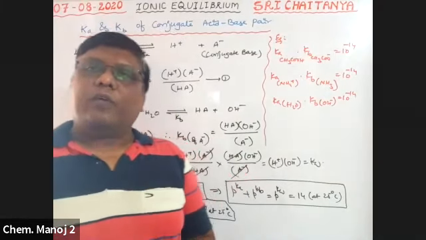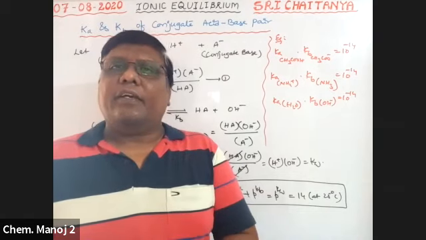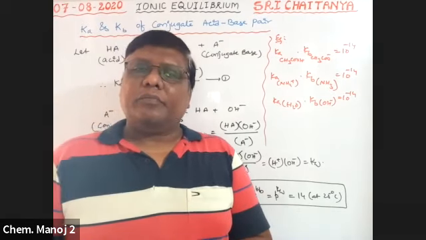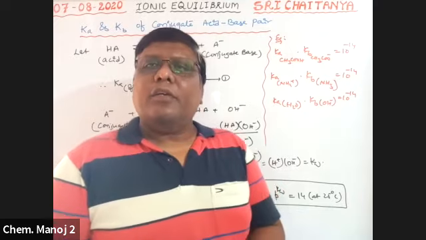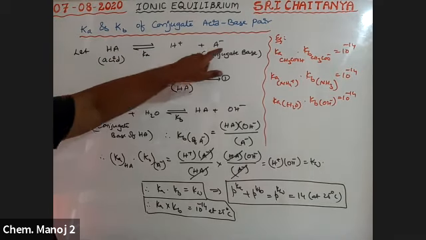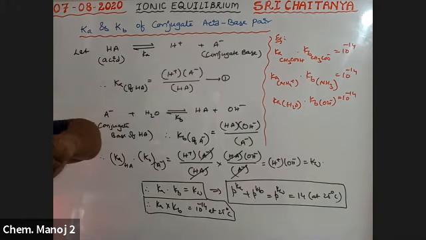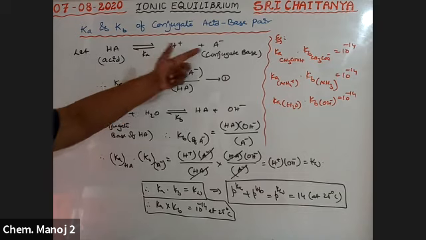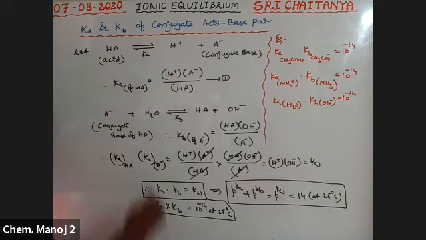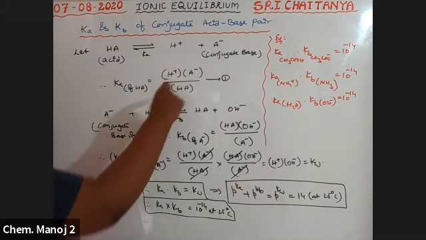Okay, now we are going to calculate Ka and Kb values and their relation for a conjugate acid-base pair. See here how. Let us take an acid HA, which is reversible with H plus and A minus because it is a weak acid, my dear boys. This A minus is the conjugate base. Write the Ka value for this weak acid: product concentration by reactant concentration. Therefore Ka of HA is equal to H plus concentration into A minus concentration by HA concentration.